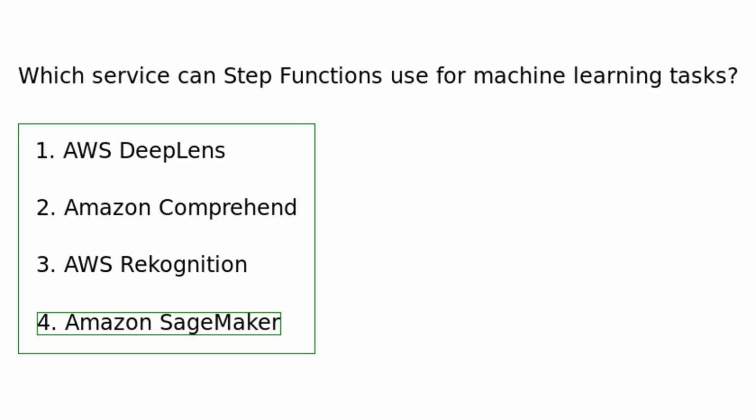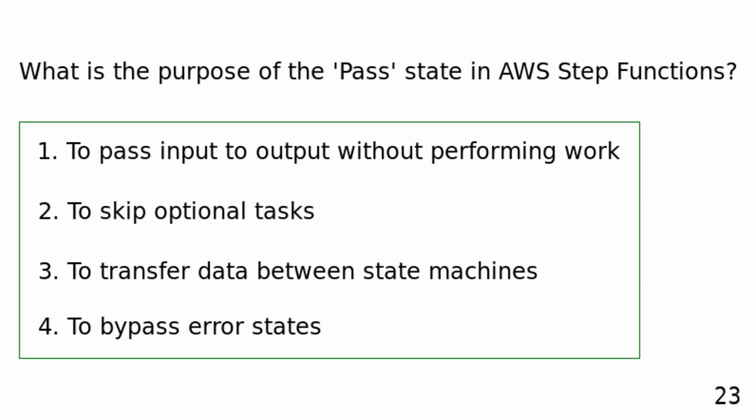deployment. What is the purpose of the Pass state in AWS Step Functions? To pass input to output without performing work. To skip optional tasks. To transfer data between state machines. To bypass error states.